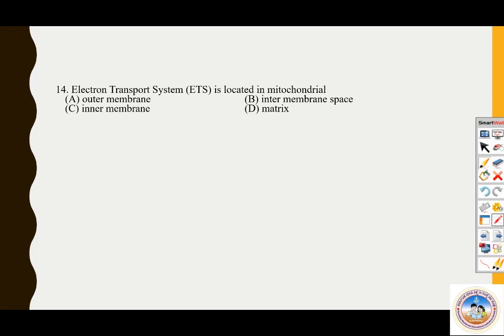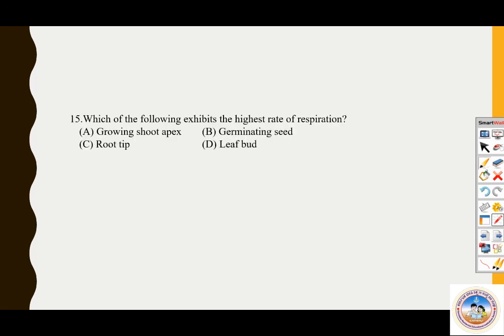Which of the following exhibits the highest rate of respiration? Am I clear to you? In which of these, children? Growing shoot apex, germinating seed, root tip, leaf bud. Now, here is the point.